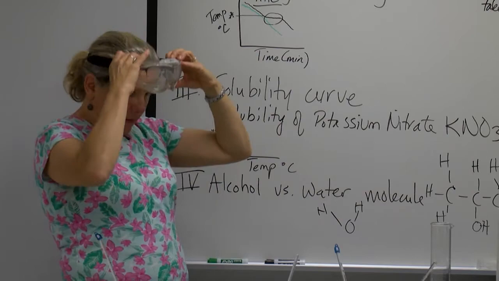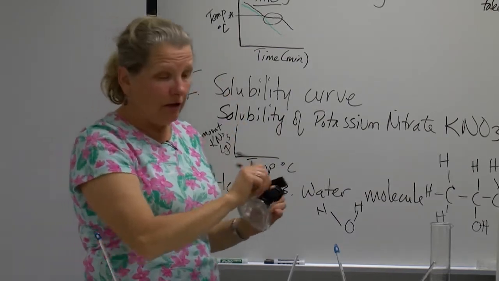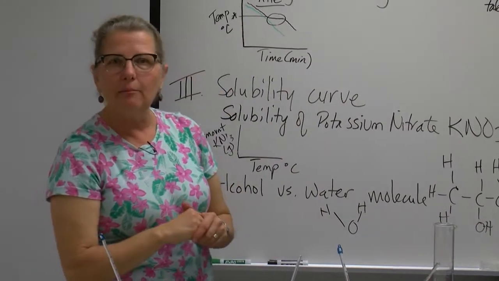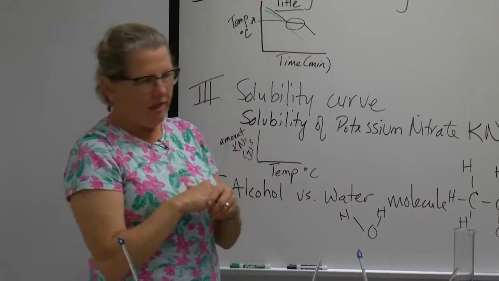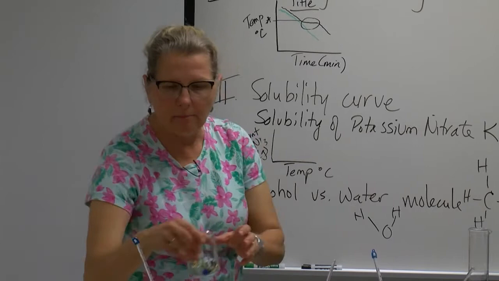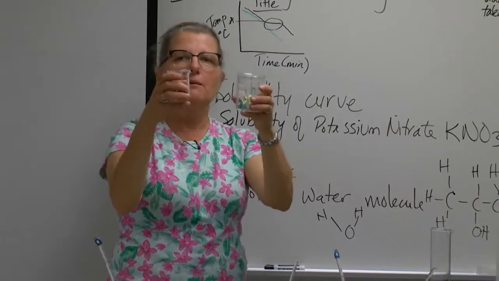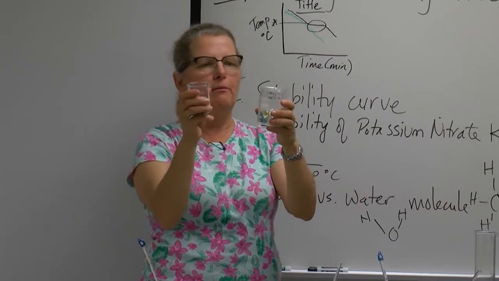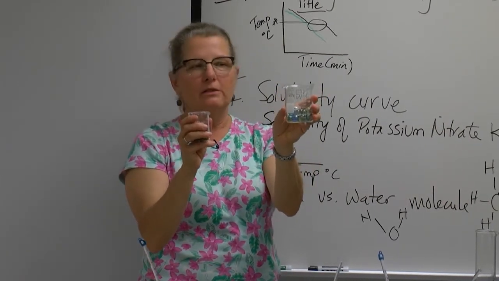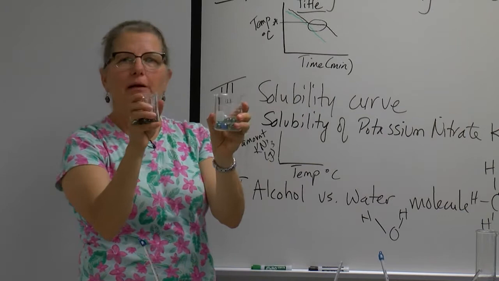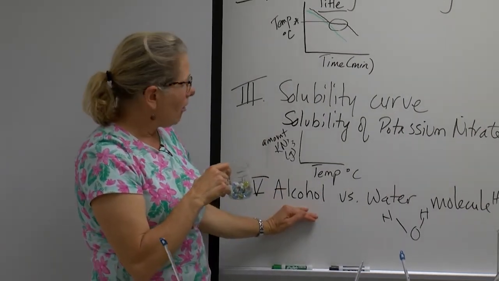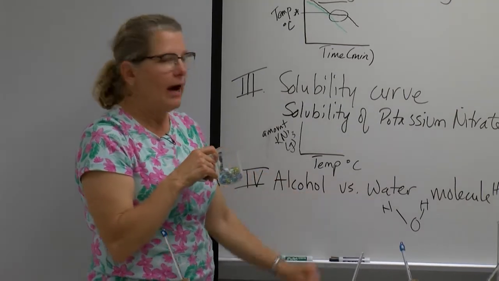All right, so that is our solubility curve, and now we have one last part to the lab, and with that I will use some marbles and some BBs. These are just little BBs from a BB gun, and marbles. And the marbles and the BBs are going to represent alcohol and water.